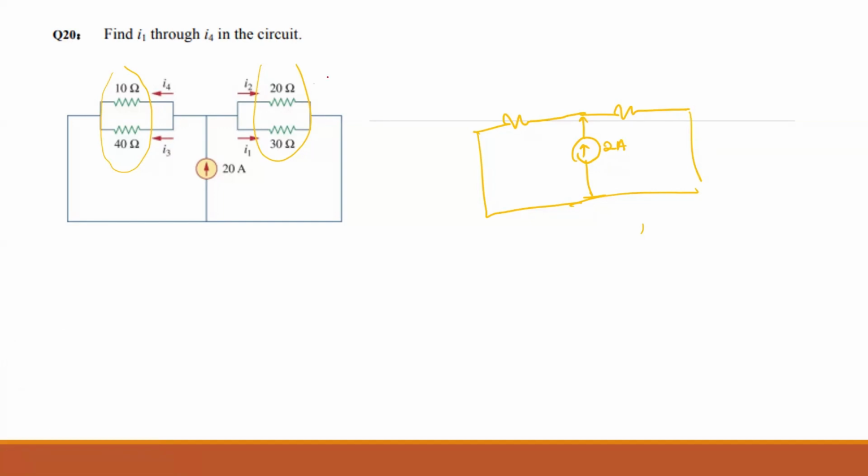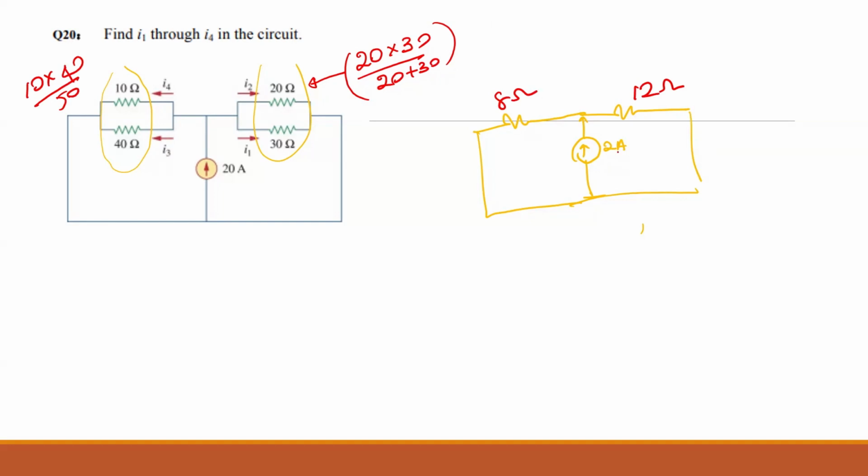So you can easily do this with the easier way. 20 times 30 divided by 20 plus 30. Am I right? Yep. 20 times 30 divided by 50, 12. So this is 12 ohms. And the other one will be 10 times 40 divided by 50, which is 400 divided by 50, 8 ohms. Am I right?